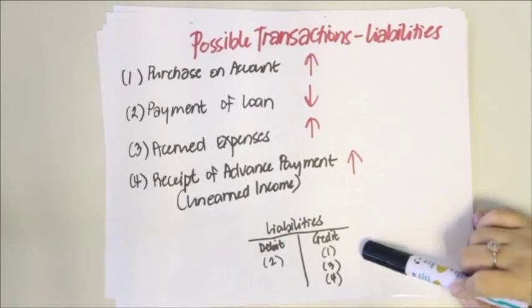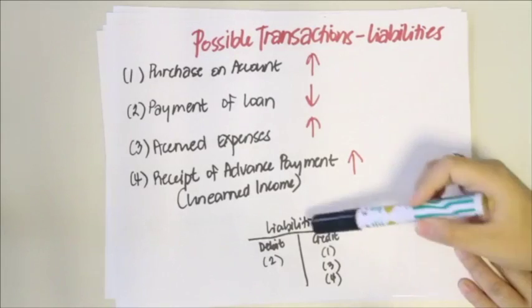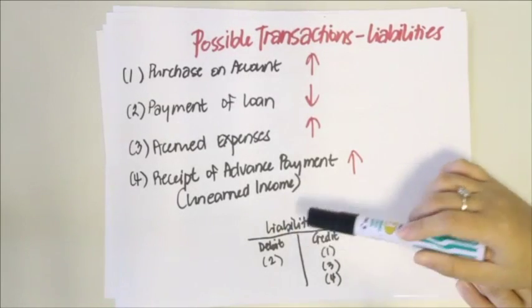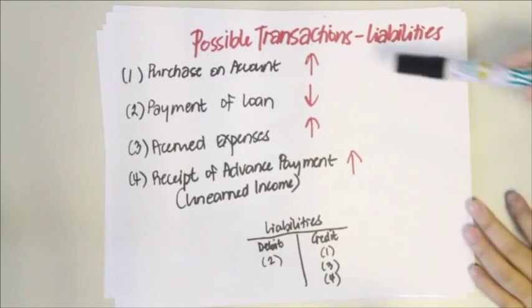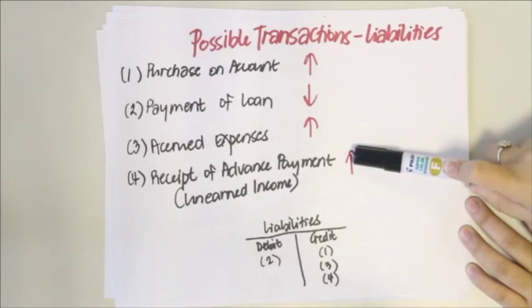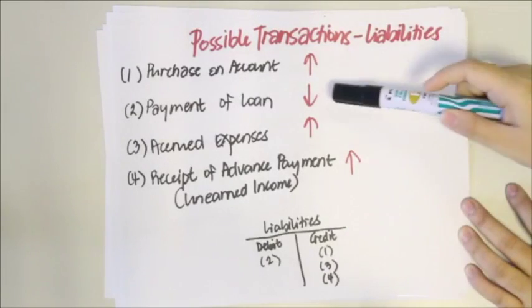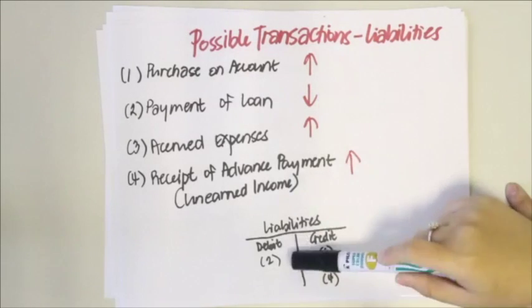Using the same T account, we see the analysis of transactions. Since liabilities have a normal credit balance, increases in liabilities would mean a credit, while a decrease in liabilities would mean a debit.